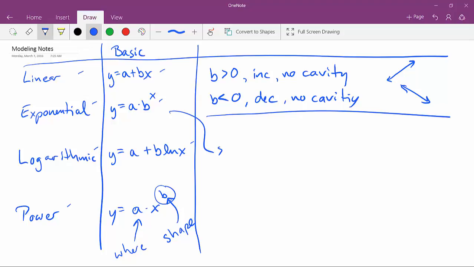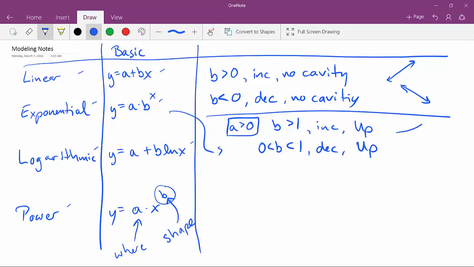That shouldn't be much of a surprise. We've talked enough about exponential models, and you've learned about those in the past. With an exponential model, assuming A is greater than 0, if B is greater than 1, we've got an increasing and concave up function. If B is less than 1, but B always has to be greater than 0, we've got a decreasing and still concave up function. A little graph of each of those.